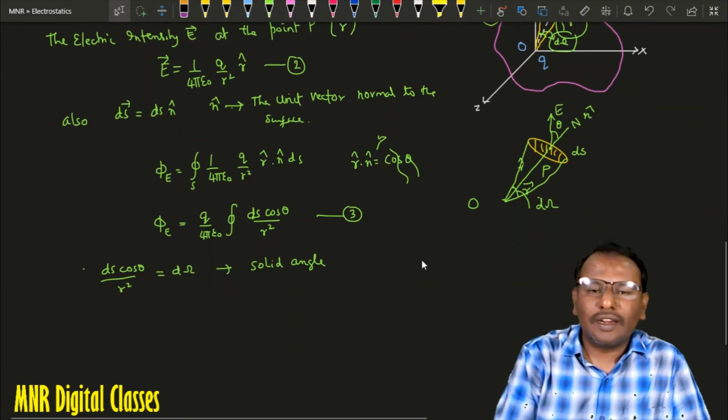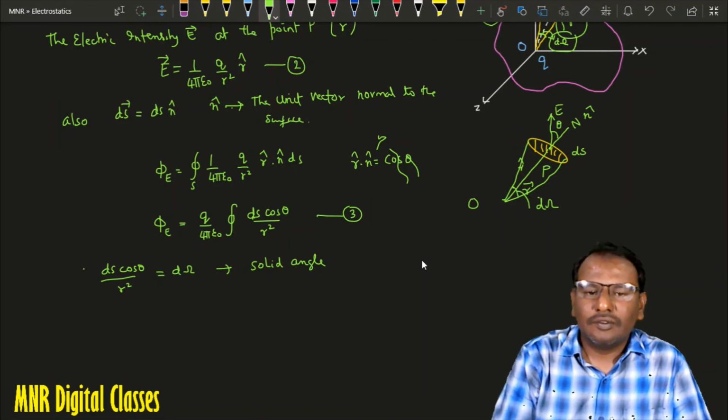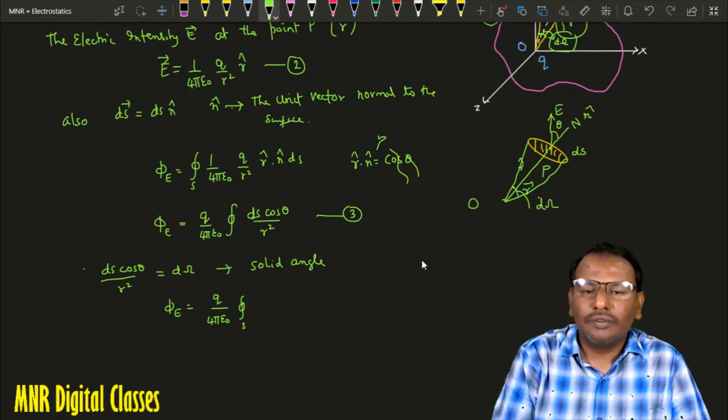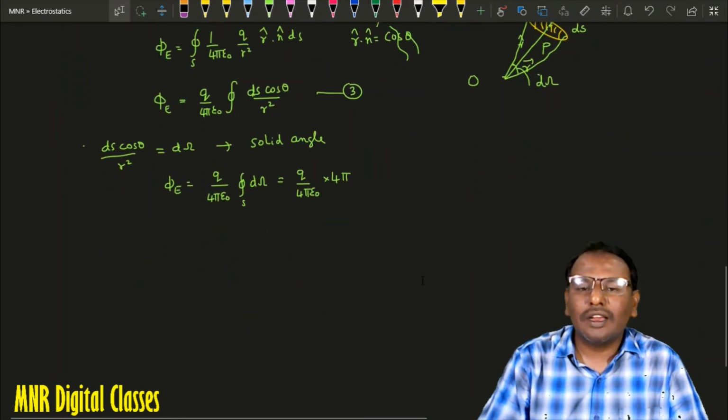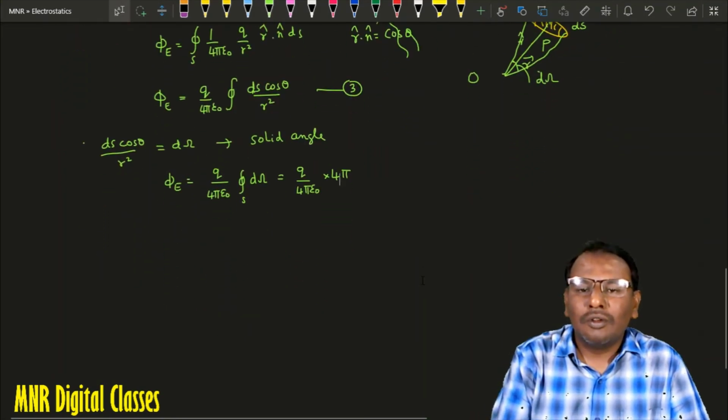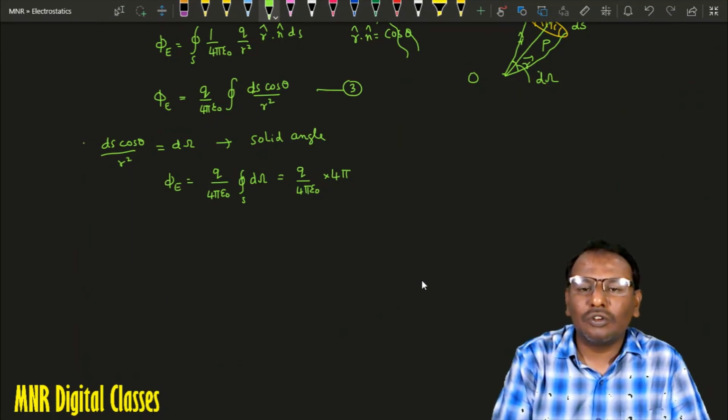So we can write the flux phi of E as equal to Q divided by 4 pi epsilon naught into the surface integral of d omega, and this is equal to Q divided by 4 pi epsilon naught into 4 pi. That is because the solid angle subtended by the entire surface is equal to 4 pi.